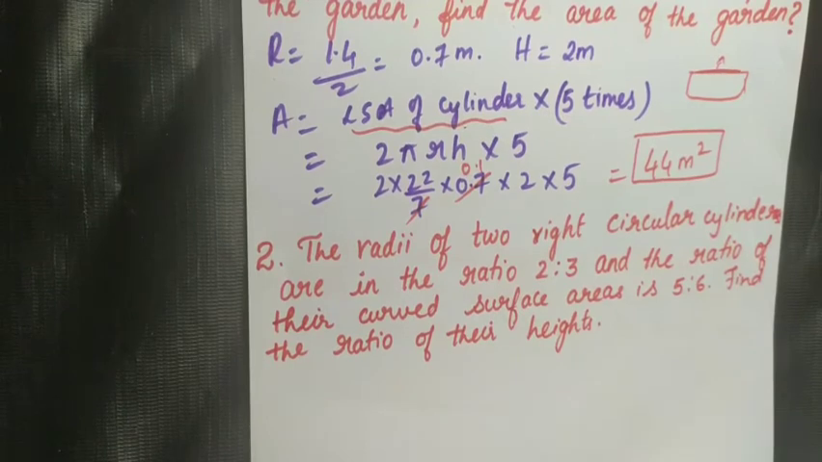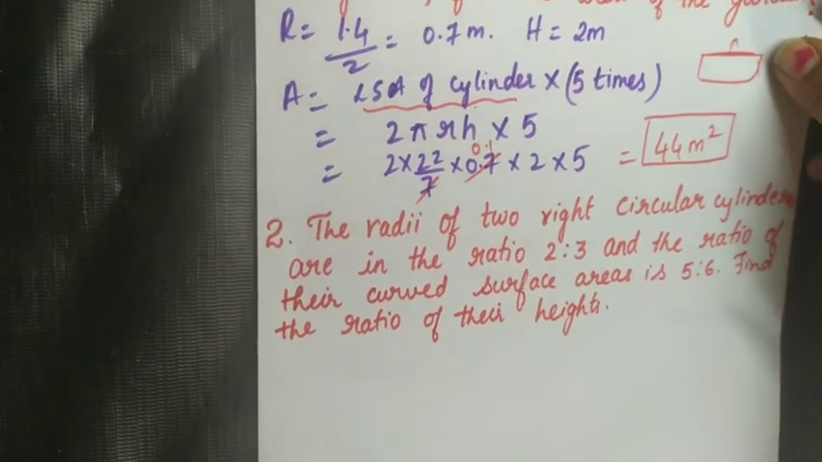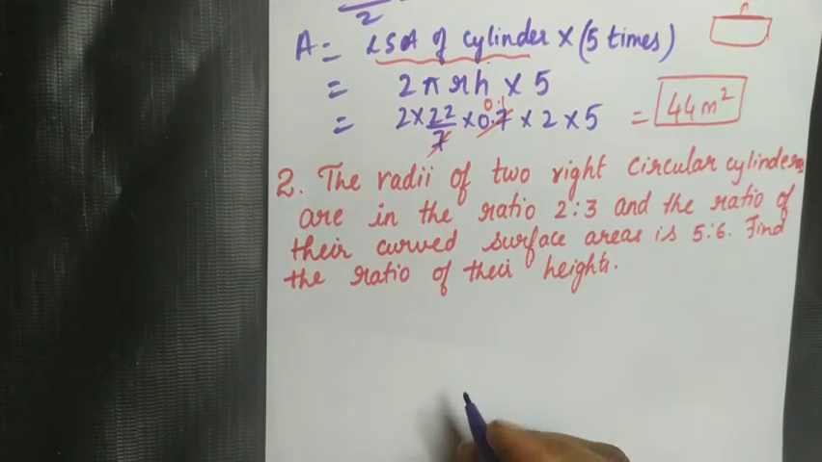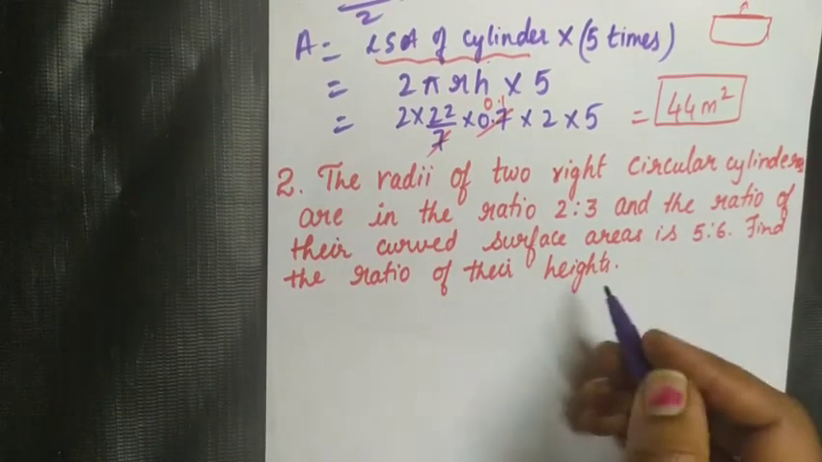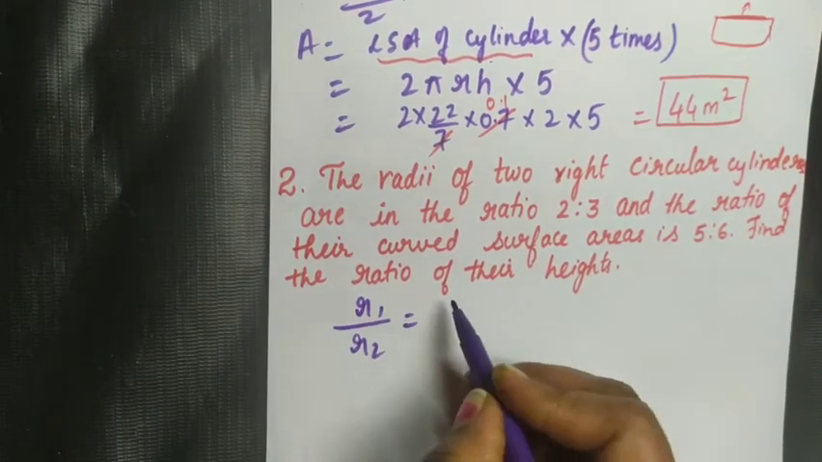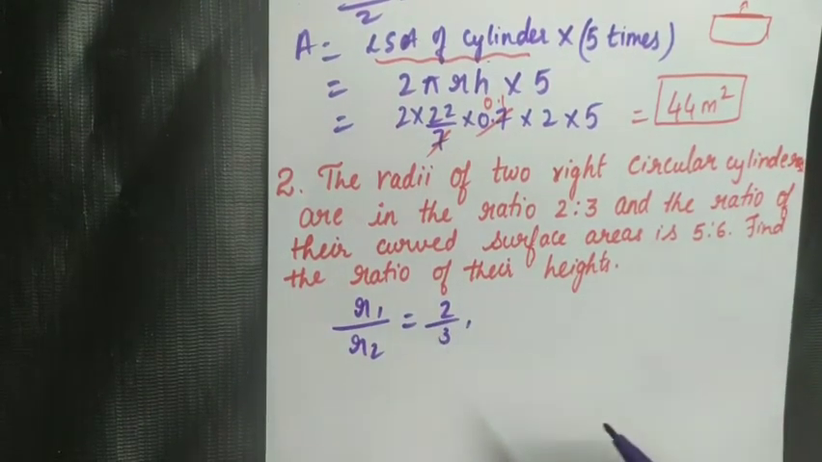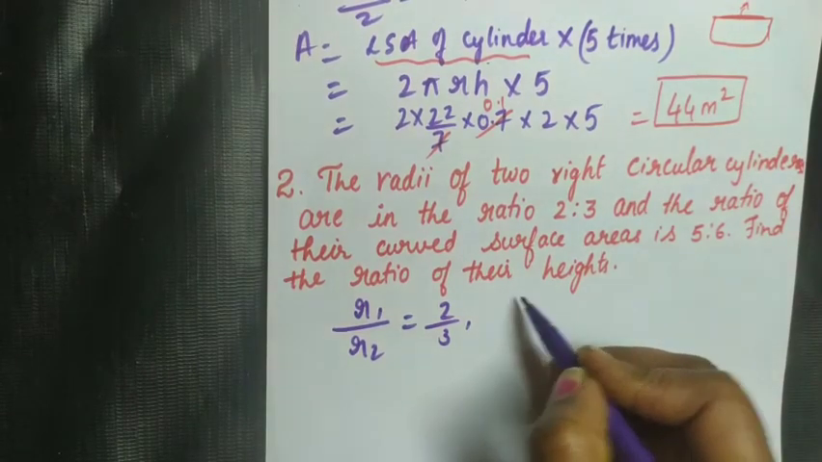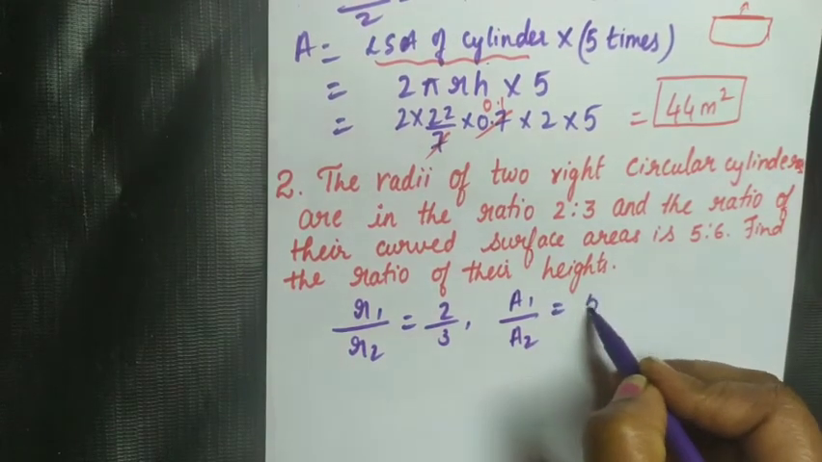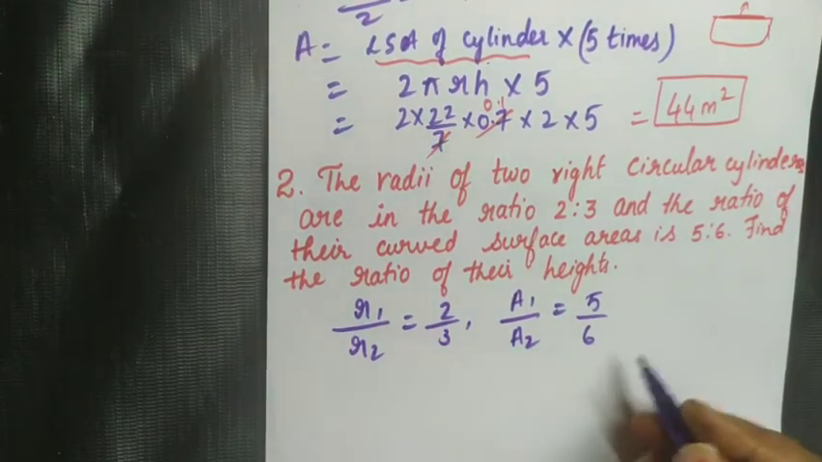Here we have to consider two cylinders. So we take the ratio of the radii of the two cylinders, R1 by R2, and then the curved surface area, S1 S2 or A1 A2, you can take anything here. So let us do like this. The radius of the first cylinder, I'll take it as R1 divided by R2, which is equal to 2/3. Next, CSA is nothing but A1 by A2, which in ratio is 5/6.